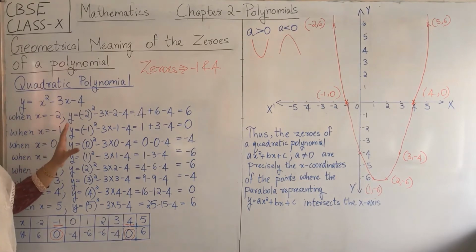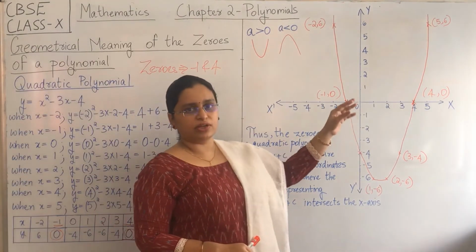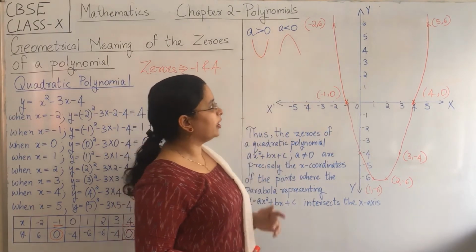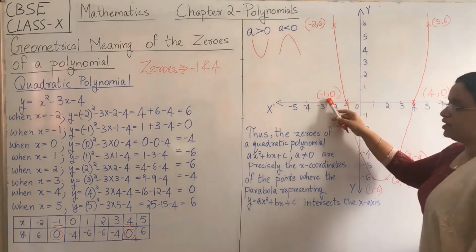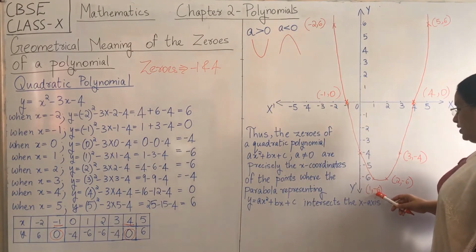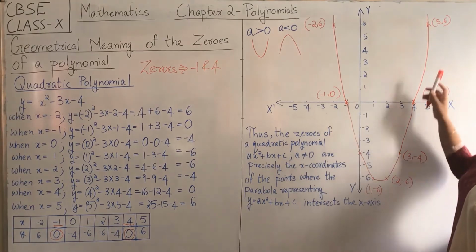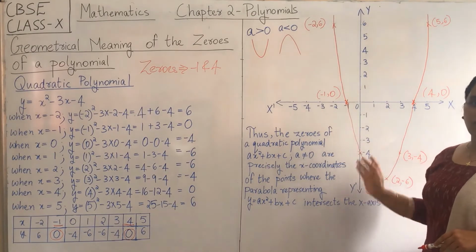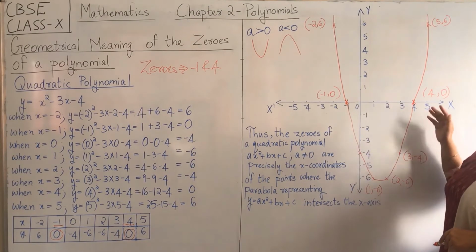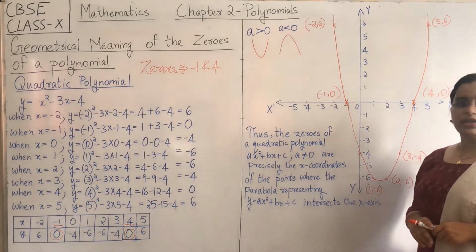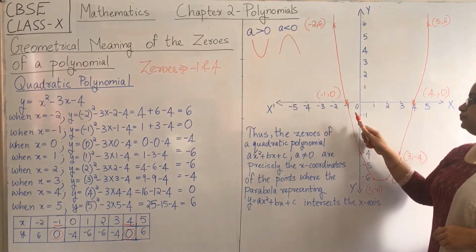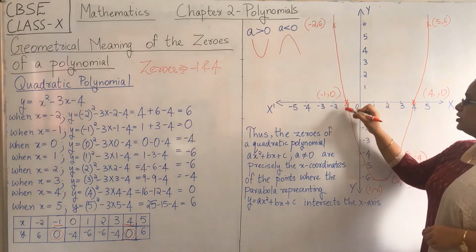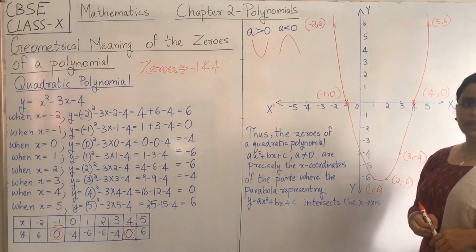Now we are plotting these values on a graph, on an x'x, y'y graph. We plotted various points: (-2, 6), (-1, 0), (1, -6), (2, -6), (3, -4), (4, 0), (5, 6). When we plot, we got a parabola, an upward looking parabola. This is the graph we have kept, and here I am just pointing out the points where this graph intersects the x-axis.